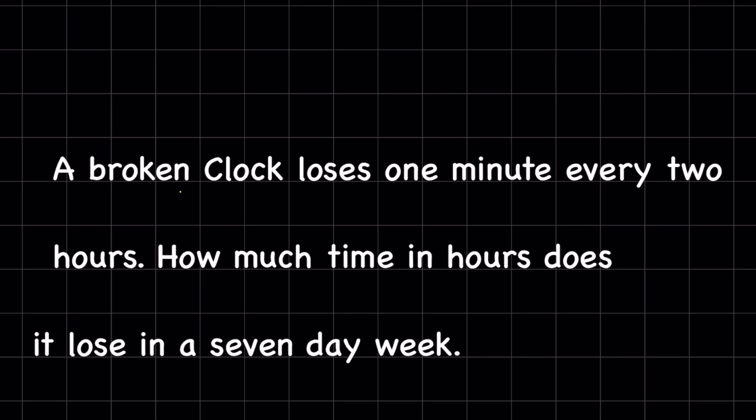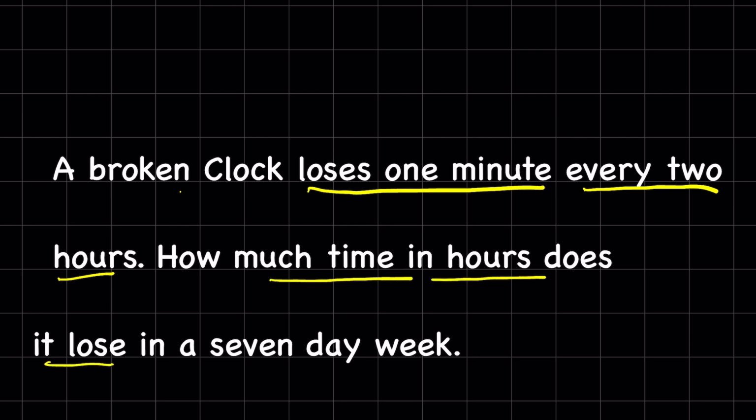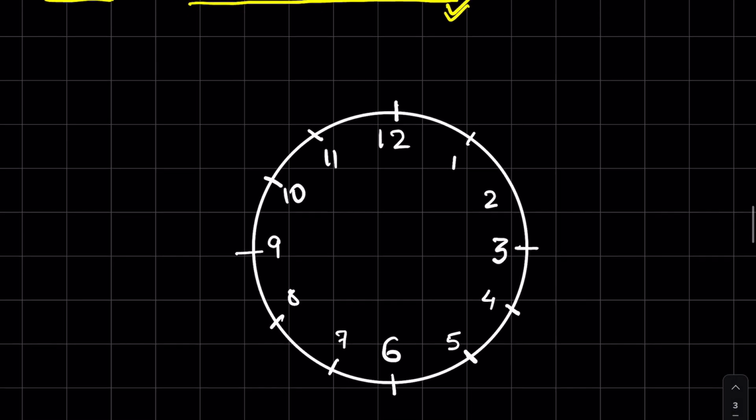A broken clock loses 1 minute every 2 hours. How much time in hours does it lose in a 7-day week? Consider this the clock which loses 1 minute.